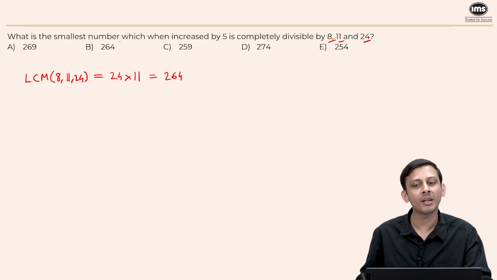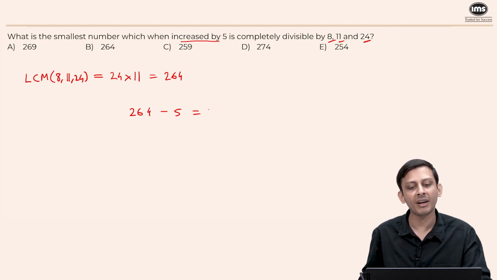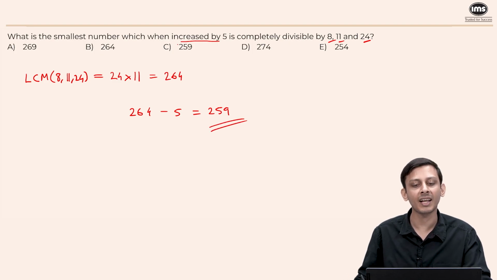But we want the smallest number which will be divisible by all three when it is increased by 5. So from 264, we will subtract 5, which will give us 259. So now 259 is the smallest number which when we increase it by 5, it will become divisible by all three of the given numbers. And therefore the answer will be 259, which is option C.